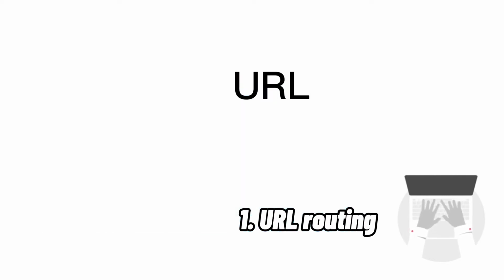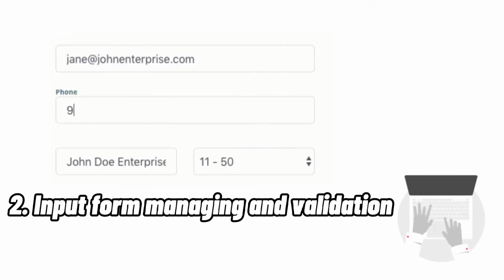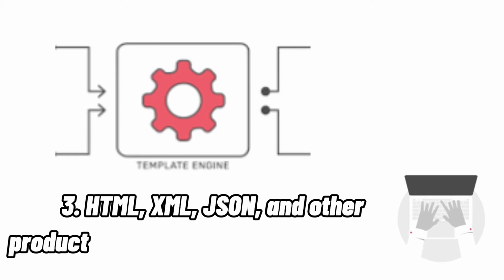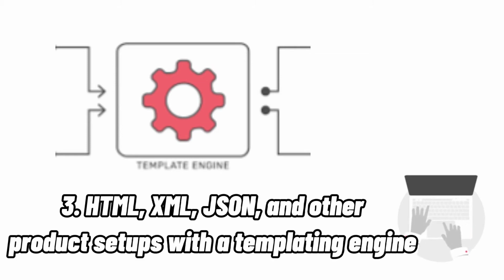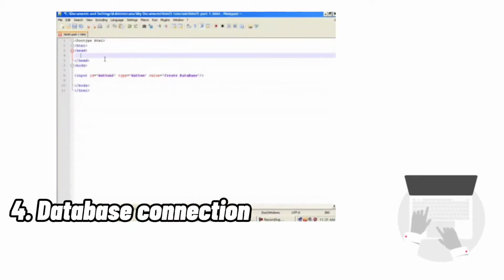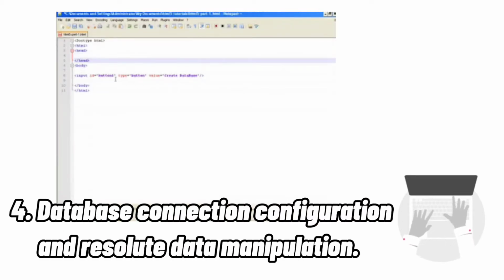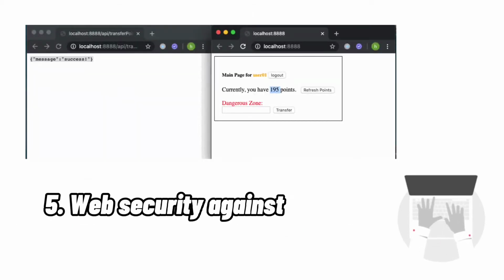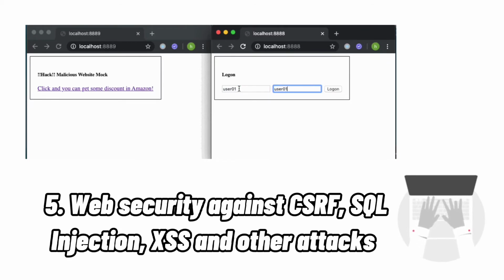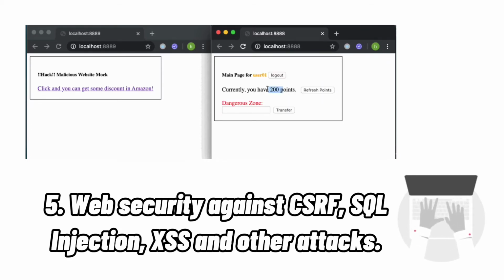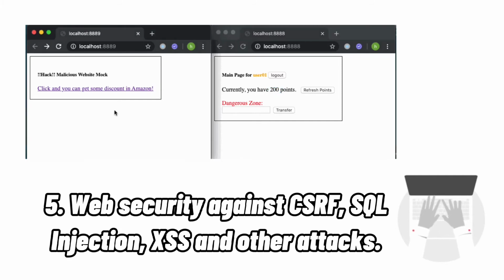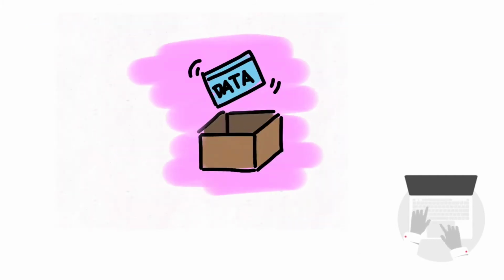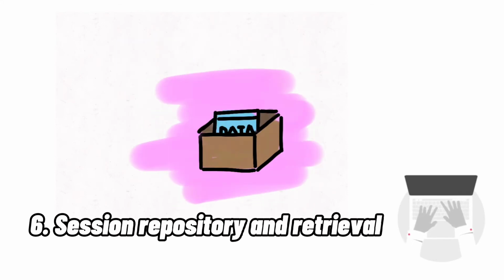These operations involve URL routing, input form managing and validation, HTML, XML, JSON, and other product setups with a templating engine, database connection configuration, and resolute data manipulation through an object relation mapper, web security against cross-site request forgery, SQL injection, cross-site scripting, and other frequent malicious attacks, and also session repository and retrieval.